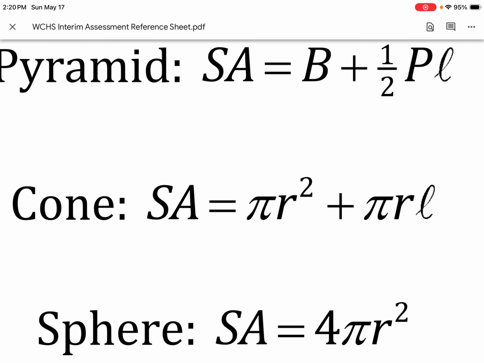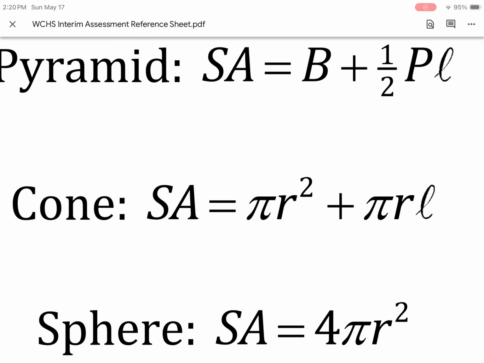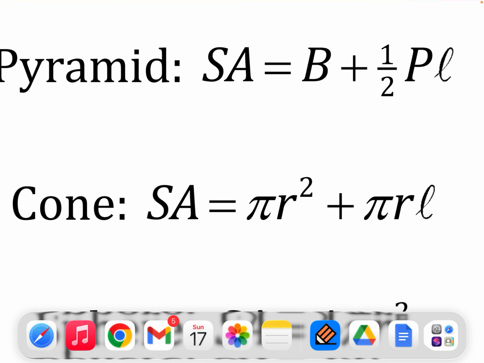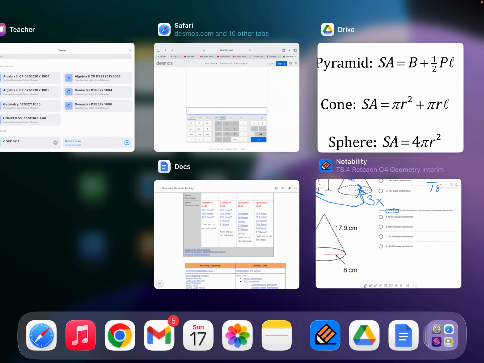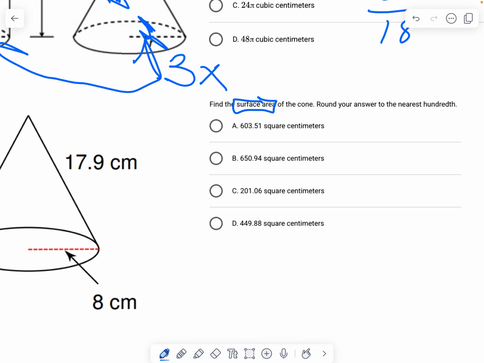Surface area, that's SA, pi r squared plus pi r times that lateral height. Remember, lateral height sounds like a ladder, so it should be that length that's leaning, right? So surface area, that's what I'm solving for, pi r squared plus pi r times the lateral height. Perfect. We got everything we need. Our radius is half of the diameter, and that 17.9 is the lateral height. It looks like it's on the side. It's like a ladder. It's leaning up against it.